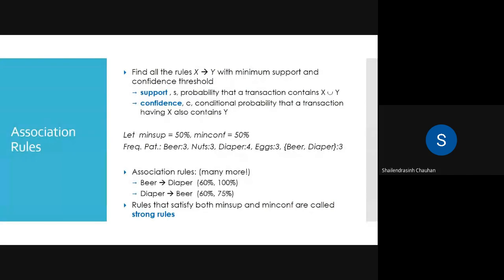Okay, so the first percentage by default will be support, the second percentage by default will be confidence. Support is saying that, support 60% means what? It is saying that beer is available in at least 60 percent of transactions out of all.